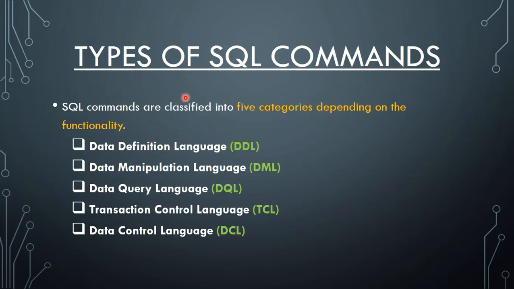So what are the types of SQL commands? SQL commands are classified into 5 categories depending on the functionality. Each has individual functionality. The 5 categories are: one is Data Definition Language, shortly mentioned as DDL. Next is Data Manipulation Language, which is mentioned as DML. Next is Data Query Language, DQL. Next is Transaction Control Language, TCL. And at last Data Control Language, DCL. Okay, so let's see each one by one.